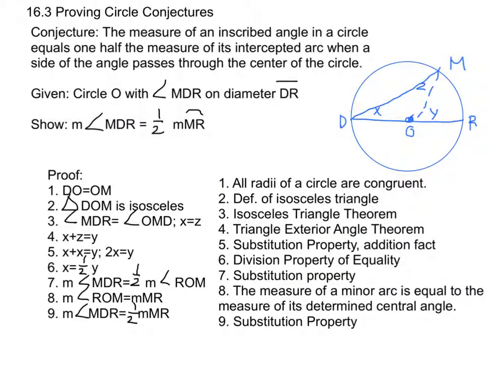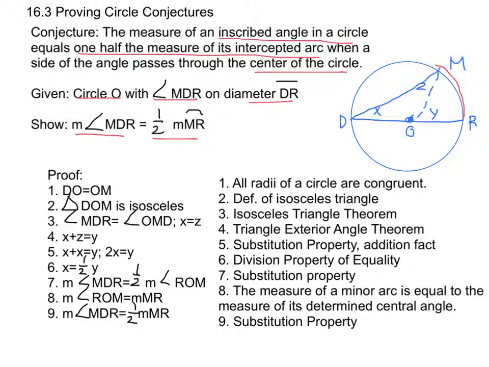Okay, so now I'm going to go through a proof of the conjecture that says that the measure of an inscribed angle in a circle equals 1/2 the measure of its intercepted arc when a side of the angle passes through the center of the circle. So we're given circle O with angle MDR on diameter DR, and we're going to show that the measure of angle MDR is equal to 1/2 of the measure of arc MR over here. So here's our proof. I'm just going to go through the steps.